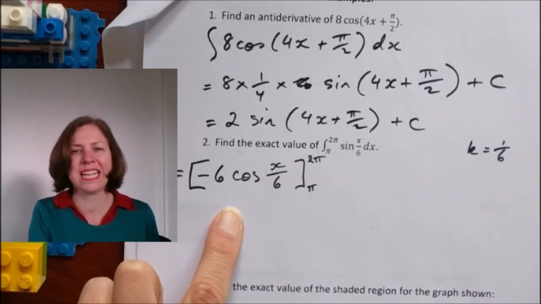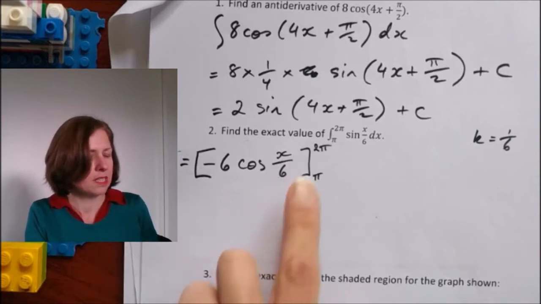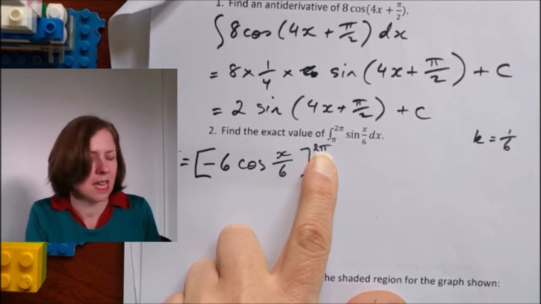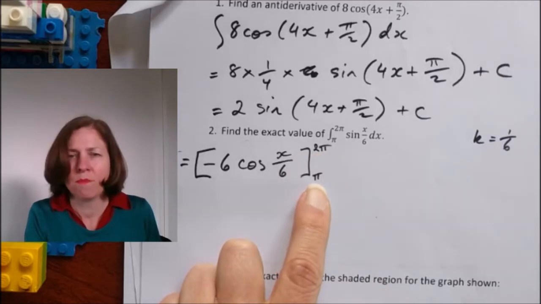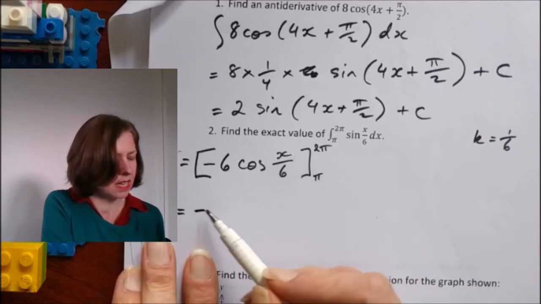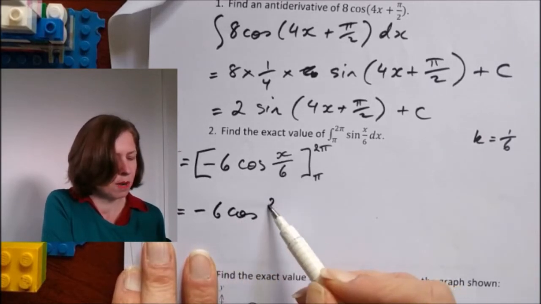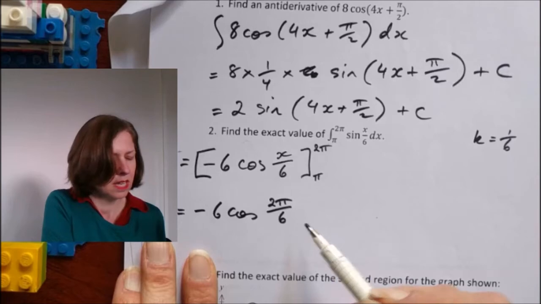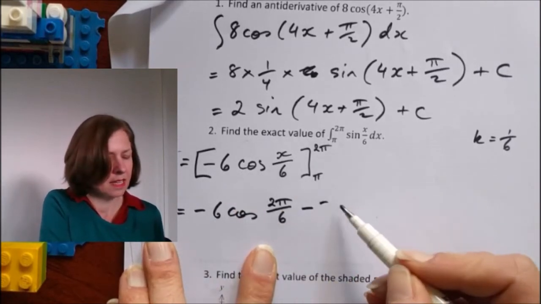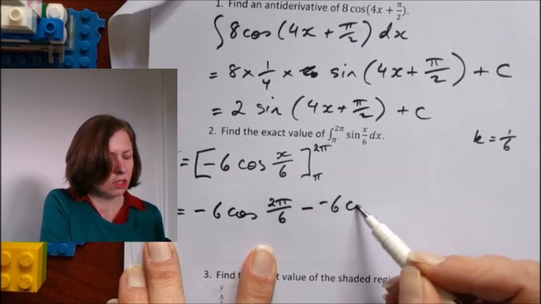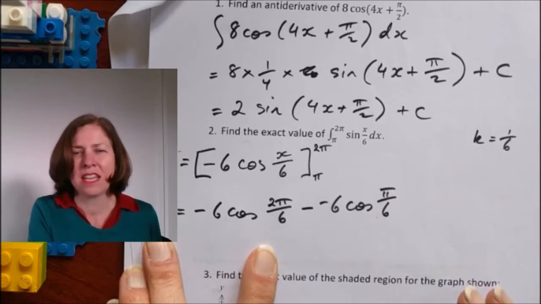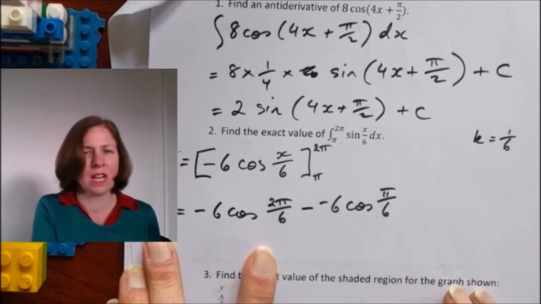All right, so now I need to do my substitution. I'm going to substitute in the top terminal first and then subtract with the bottom terminal substituted in. So I start with negative 6 cos 2 pi on 6, and then I subtract and then substitute exactly negative 6 cos of pi on 6. And now I can see that I'm just going to need to find my exact values.